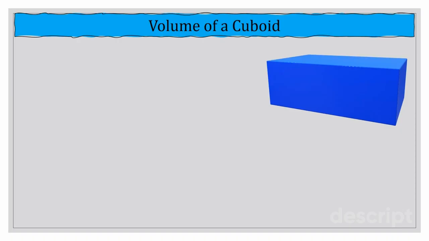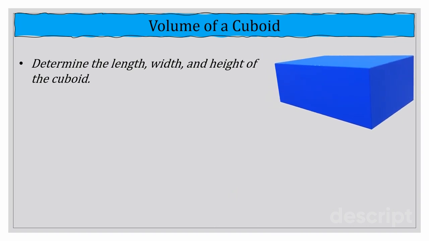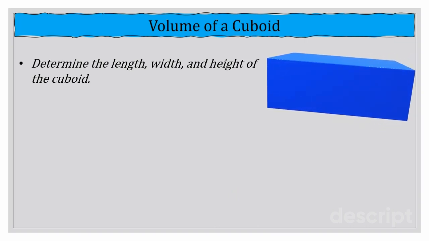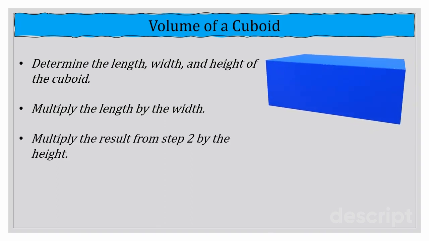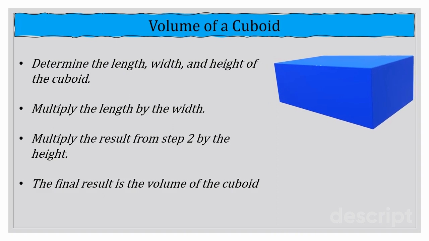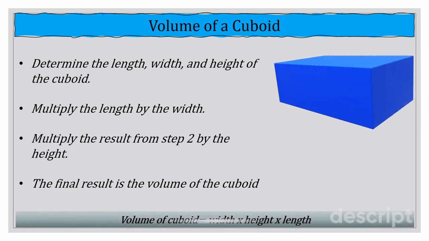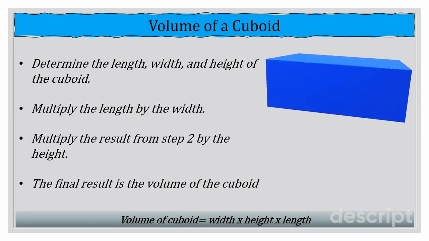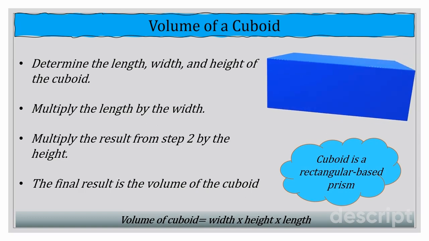Let's focus on the volume of a cuboid. To find the volume of a cuboid, first you need to determine the length, width, and height of the cuboid, multiply the length by the width, and then multiply the result of that step by the height, and then you get the final result, the volume of the cuboid. So the formula will be width times height times length to find the volume of a cuboid. And also remember, a cuboid is a rectangular based prism.